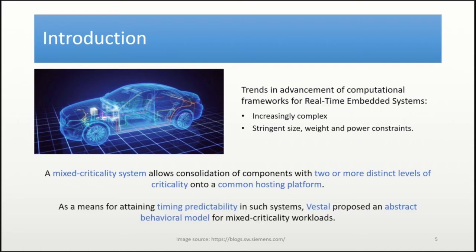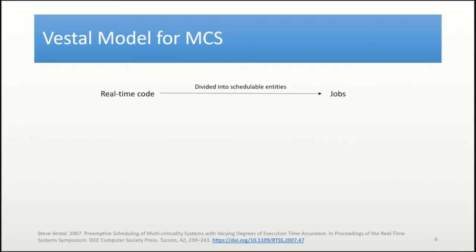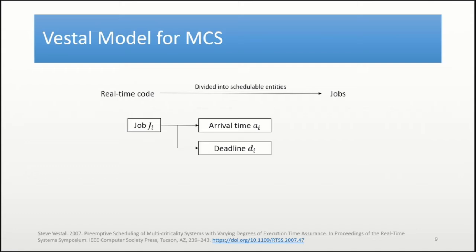As a means for attaining timing predictability in such systems, Vestal proposed an abstract behavioral model for mixed criticality workloads. In this model, individual segments of real-time code are modeled as schedulable entities called jobs. Each job, Ji, has an arrival time, Ai, deadline, Di, and a criticality level, Chi, associated with it.